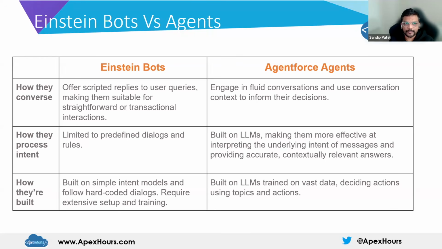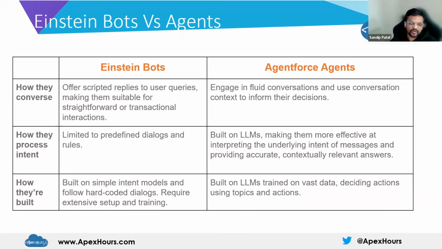So bots were okay on that part when Agentforce was not available. Even Einstein bot has some intelligence, but it is not that deep in terms of the AI that Agentforce is doing. So it has scripted replies. If you configure the Einstein bot, it has a lot of if conditions. You have to specify what the reply should be if the user asks this. So it is a scripted reply to the user's query, and it is suitable for straightforward and transactional interaction.